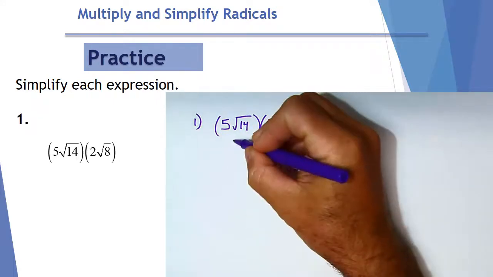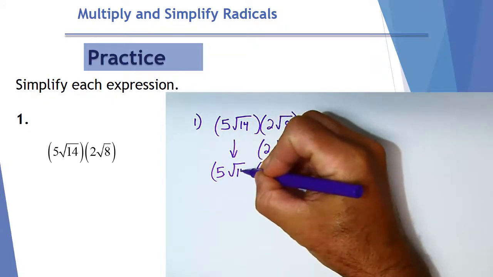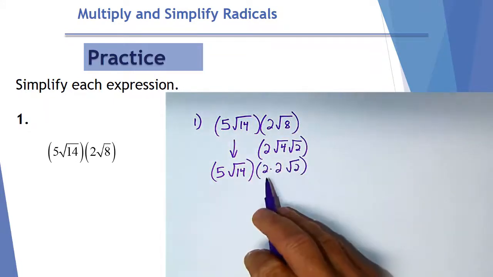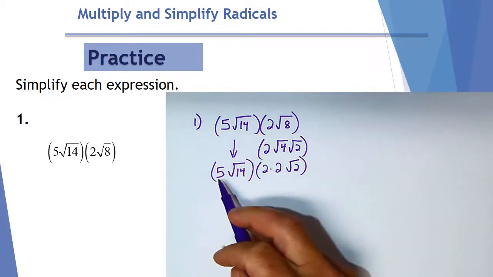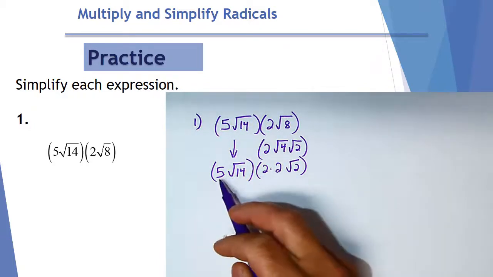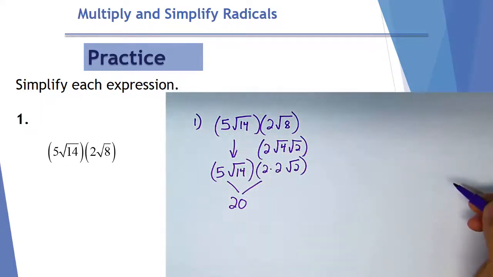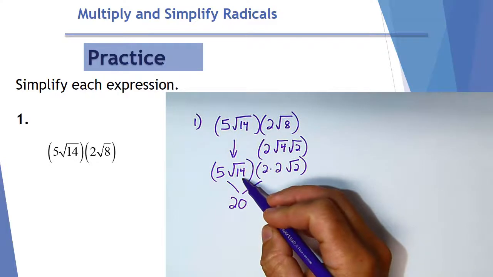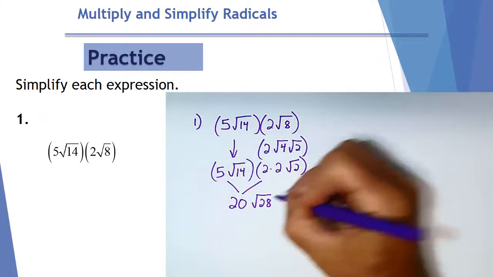Now, let's take our 5 root 14, which hasn't changed, and we'll multiply that by our 2 times 2 square root 2. Okay, so our coefficients, we have 5 times 2 times 2. That's 5 times 4. Our new coefficient is 20. And our root will be root 14 times root 2. That's the square root of 28.